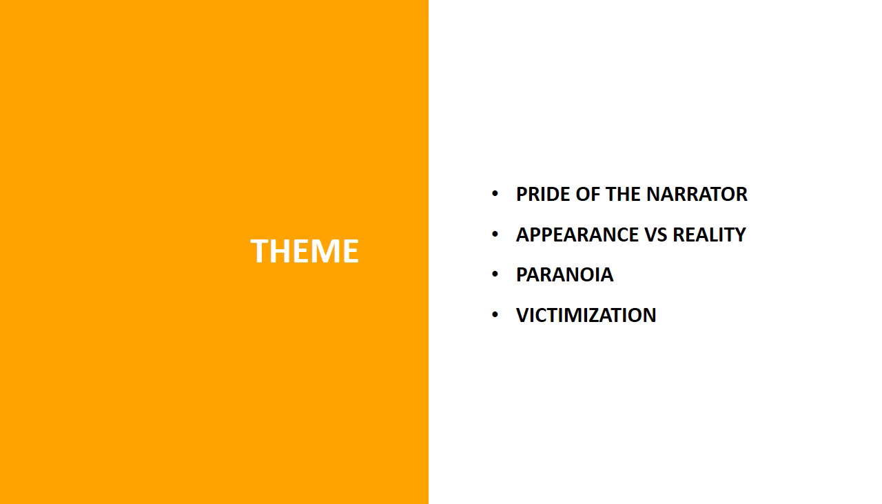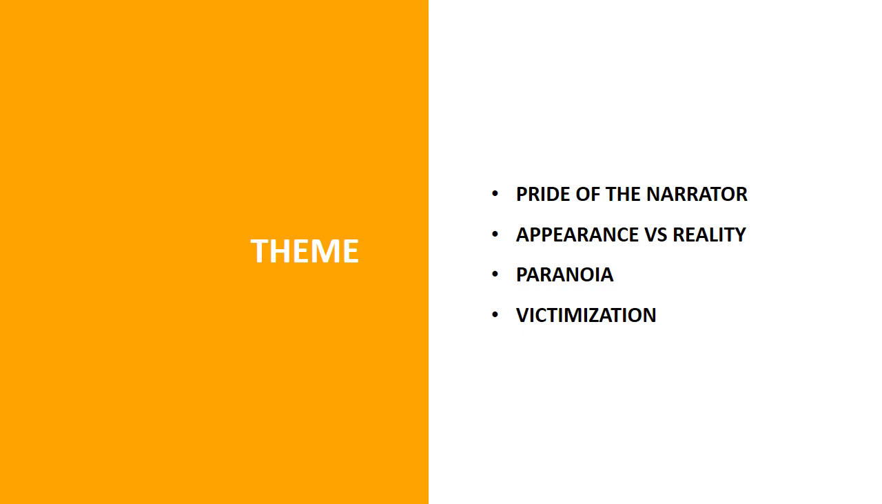Now let us discuss the theme of the story. Number 1. Pride of the narrator. He is so concerned about outsmarting his friends that he, in effect, outsmarts himself by moving his bed to the middle of the floor and making his room dark.